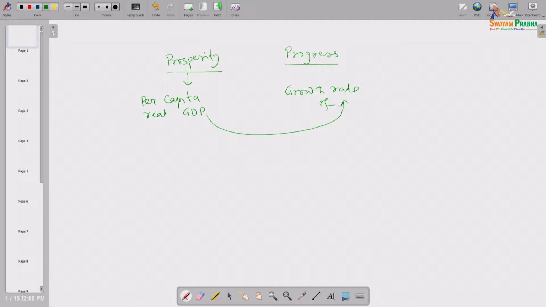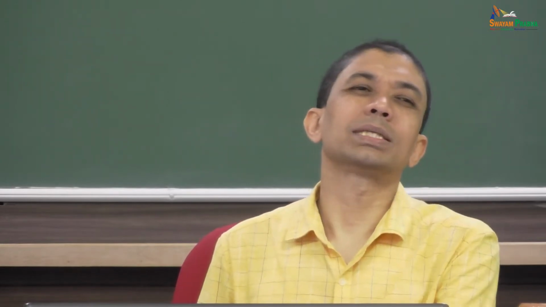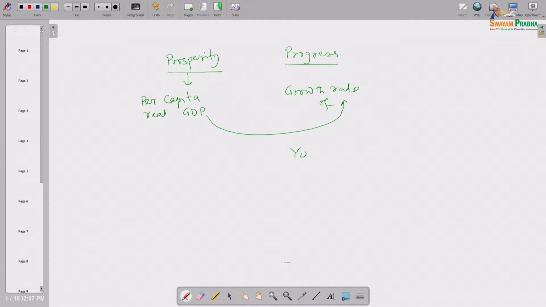And growth rate we know how to calculate. Let me tell you how to calculate the growth rate. Different types of concepts are there. Year on year growth rate means growth rate today over the last year. Month on month means growth rate in this month over the last month. Usually this growth rate is calculated per year. Suppose yesterday's per capita real GDP was Y0 and today's per capita real GDP is Y1. So, Y1 minus Y0 is the change, taken as a proportion of what it was yesterday. Multiplied by 100, this gives the growth rate in percentage. In that way you can calculate the growth rate.